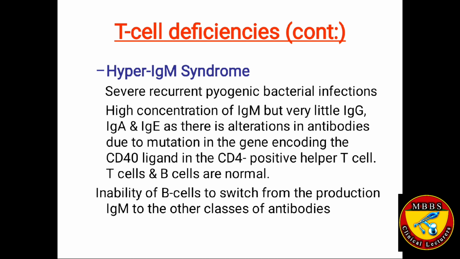So, recalling X-linked hyper IgM syndrome, there is a failure to produce isotype-switched high affinity antibodies, which are IgG, IgA, IgE, and the mutation is in the gene encoding CD40L.